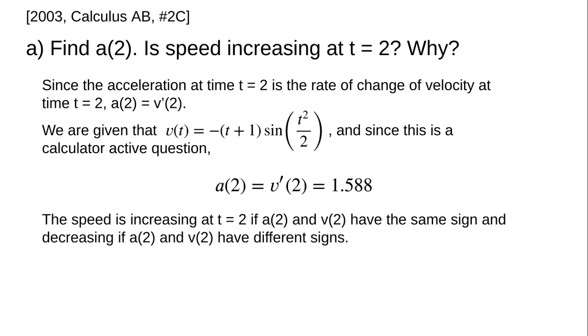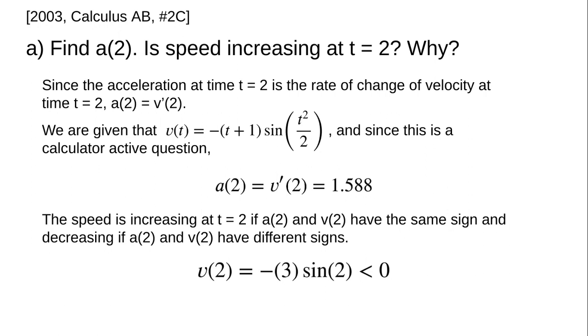To determine if the speed of the particle is increasing at t equals 2 or not, we have to check the sign of both a of 2 and v of 2. It doesn't really matter what their values are, we just need their signs. If a of 2 and v of 2 have the same sign, then the speed of the particle will be increasing at t equals 2. If they have opposite signs, in either case, then the speed of the particle will be decreasing. We already found a of 2. A of 2 is positive 1.588. Now we just need to find v of 2, which again, we can use our calculator for.